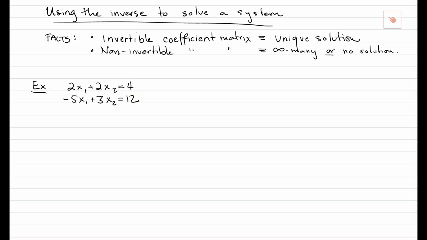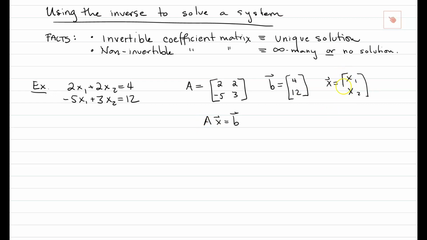So here we have a system of two equations and two variables. If we write this down as a matrix equation, we're going to start with a matrix A of coefficients. So A is going to be the coefficient matrix, so that's 2, 2, minus 5, and 3. We'll have the constants matrix, so that's the right-hand side vector. That'll have 4 and 12 in it. And then our equation is going to look like Ax equals b, where x is our variable vector, x1, x2.